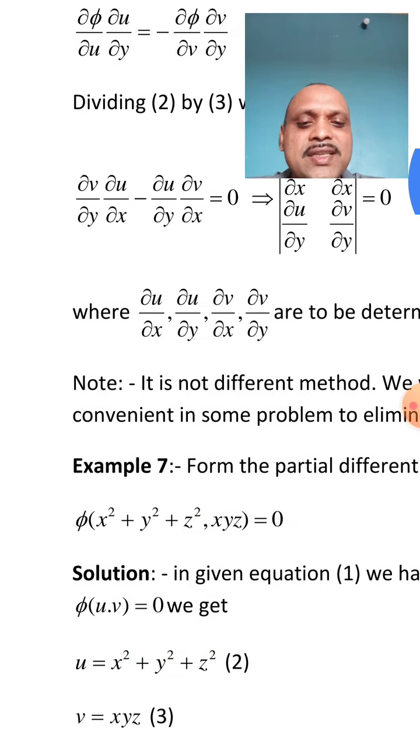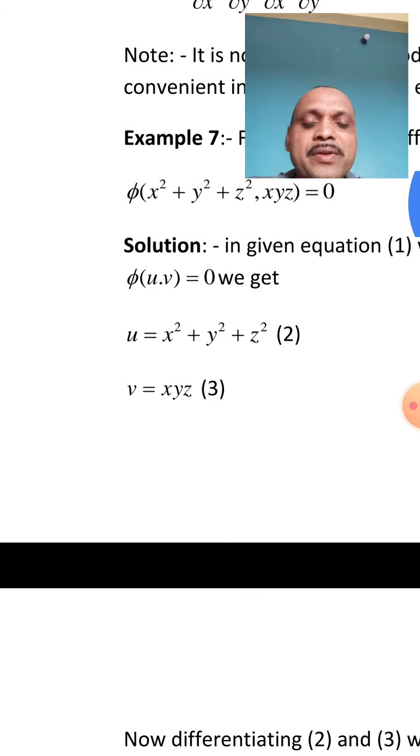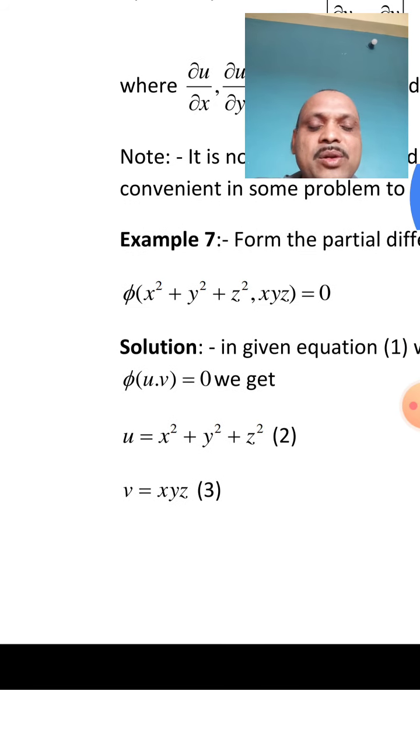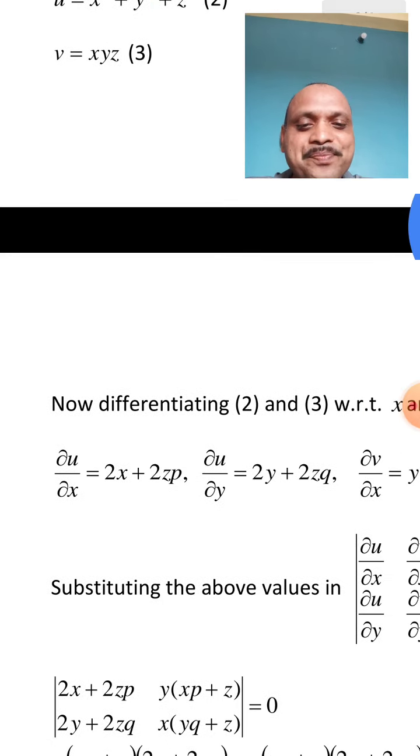So consider this relation phi of x square plus y square plus z square comma xyz equal to 0. Now compare this with phi of u comma v equal to 0. So we get that u equal to x square plus y square plus z square and v equal to xyz. So we first calculate del u by del x, del u by del y, del v by del x, and del v by del y.